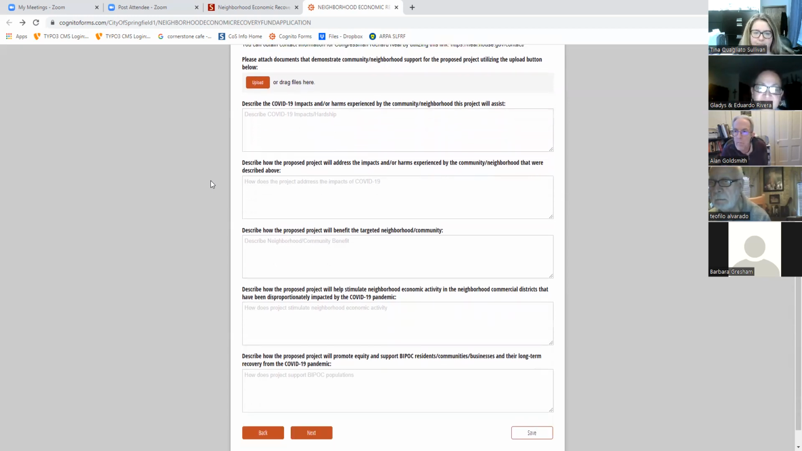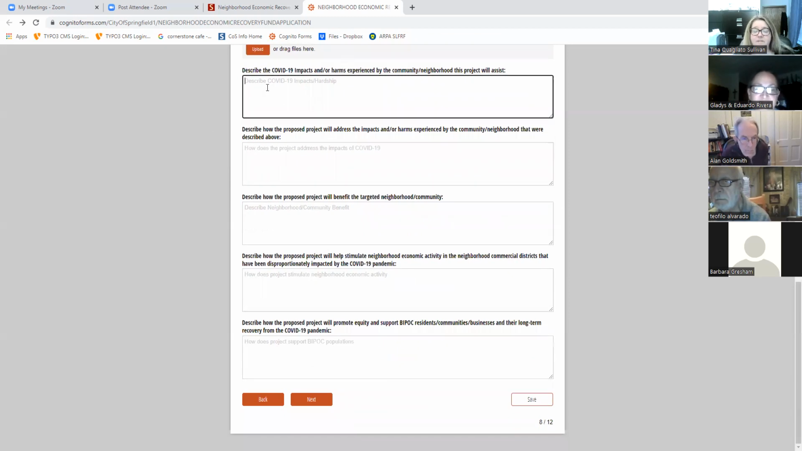Okay, so then the next section is describe the COVID-19 impacts or harms experienced by the community or neighborhood that this project will assist. So this is where you're discussing how the pandemic impacted the community that the project will serve. And then once you get past this box, you're going to have to talk about how your project addresses those impacts or harms. So you should think through what you're putting in this box.